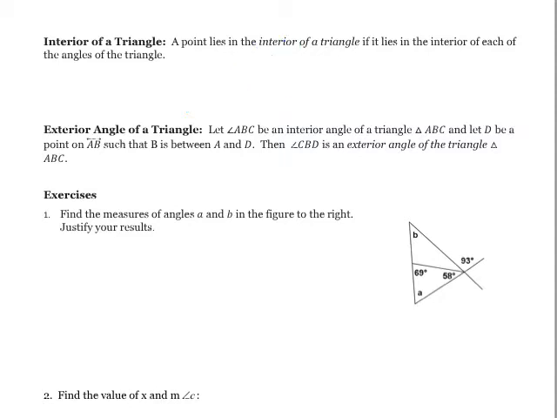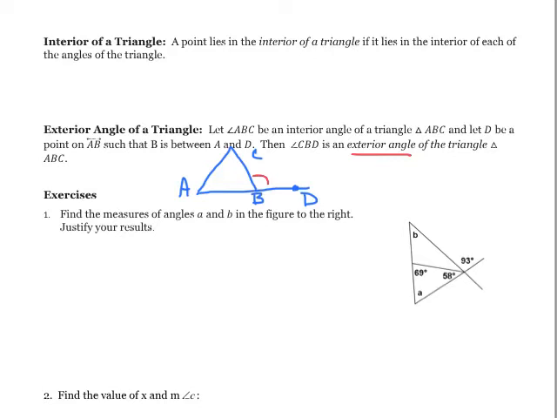The exterior angle of a triangle, here's the formal definition: let angle ABC be an interior angle of a triangle, and D be a point on AB such that B is between A and D. So let me draw that. D is a point on AB such that B is between A and D, and there's C up there. Then CBD is the exterior angle, so that angle there, of triangle ABC.